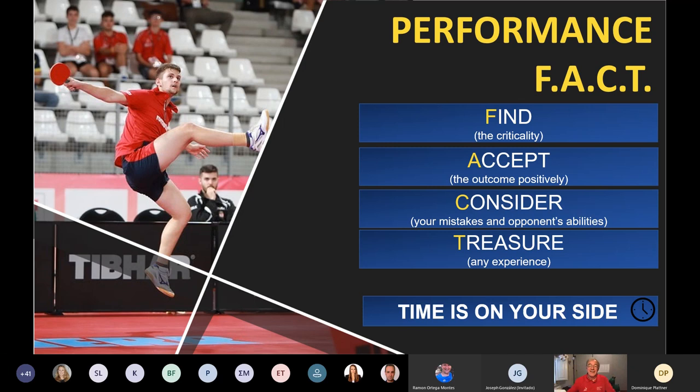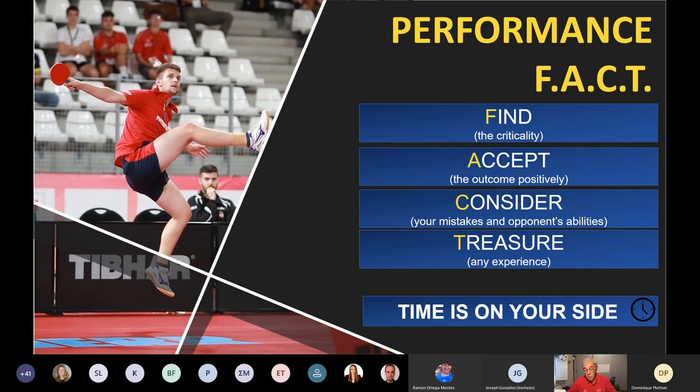Treasure any experience. Even if you ask a player like Vladimir Samsonov, with an unbelievably great career, or Timo Boll, the other day we were talking with Timo Boll about this, they have the same attitude. I want to understand, I want to learn, I want to make that experience helpful for my next competition, and so on.